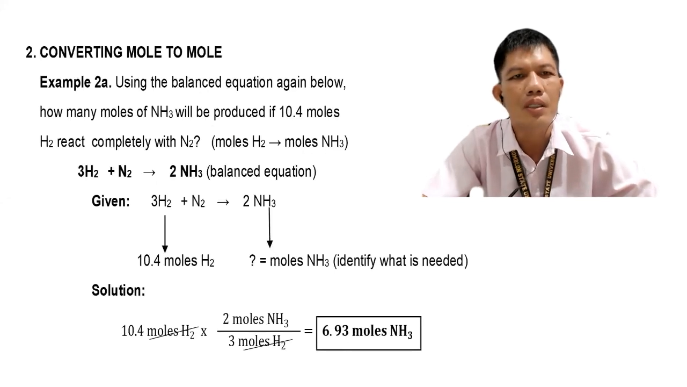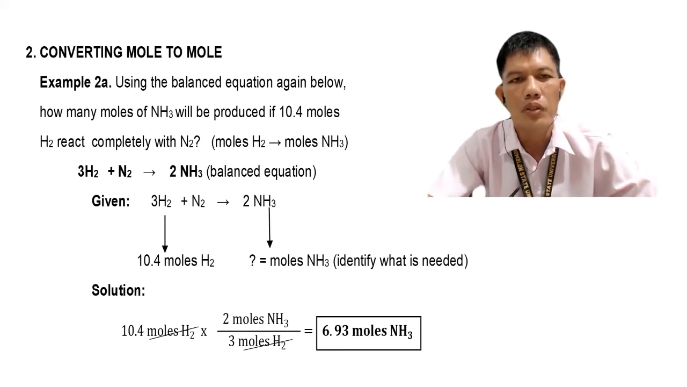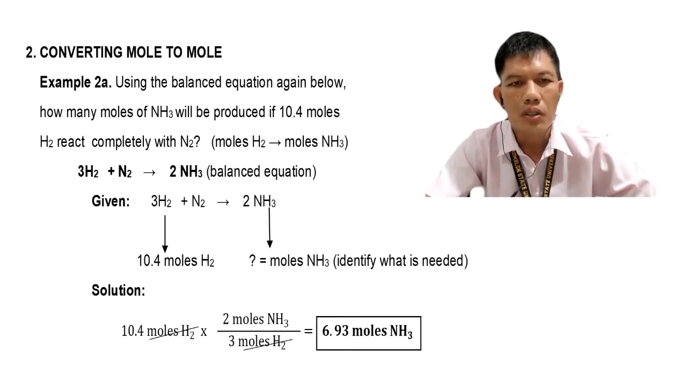Okay, our topic is converting mole to mole. Using the balanced equation below, how many moles of NH3 will be produced if 10.4 moles of H2 react completely with N2? So this problem about stoichiometry is converting mole to mole. In the balanced equation below, you consider 3H2 plus N2 will yield 2NH3. The problem says, how many moles of NH3 will be produced if 10.4 moles of H2 react completely with N2.